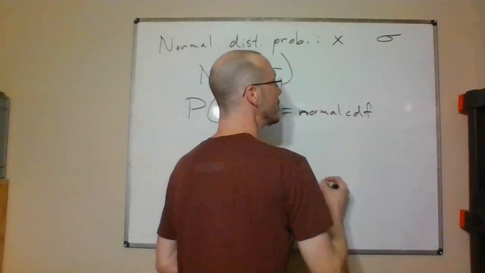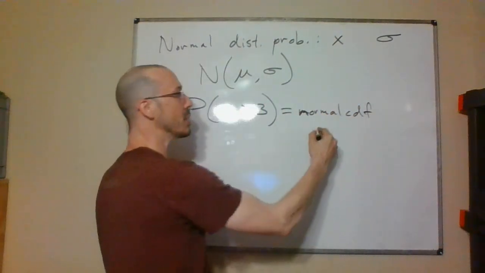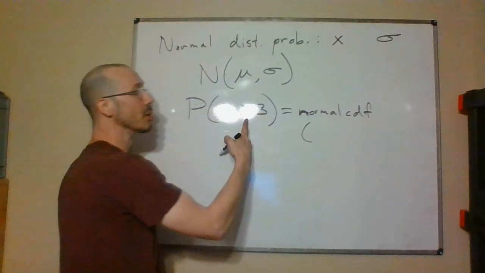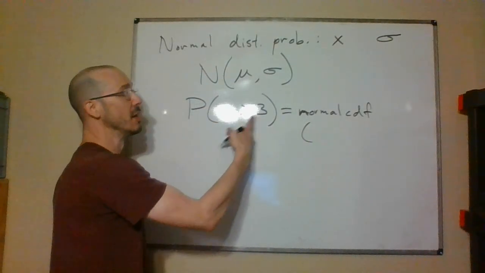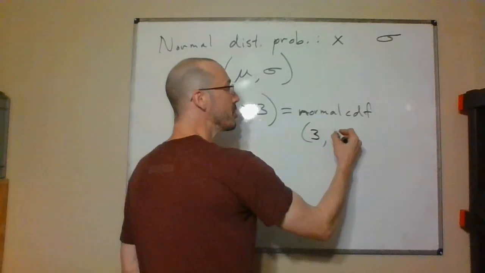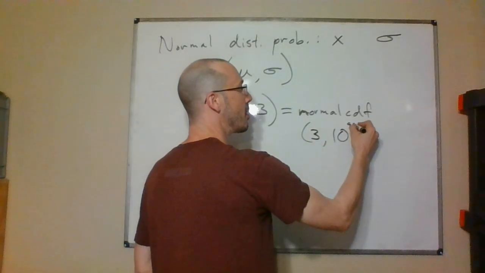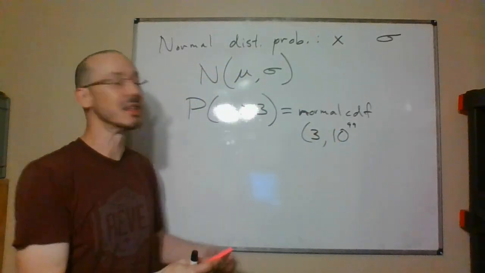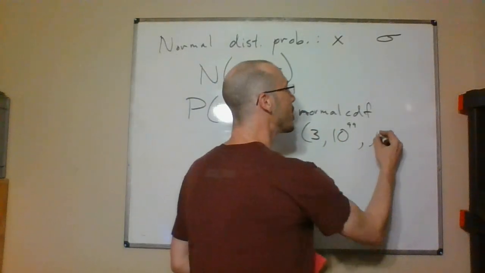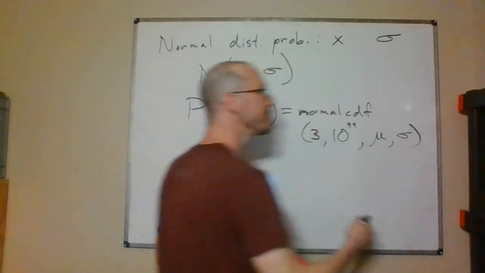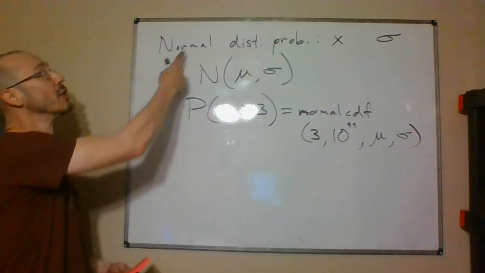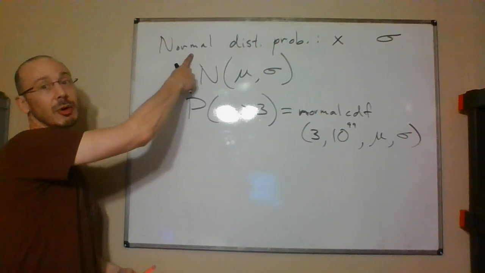that's where we use the normal CDF function. I'm running out of room, but the input for the CDF function, so greater than 3, that means 3 would be my lower bound. My upper bound would be infinity, but 10 to the 99 power is big enough for a calculator. And then whatever the mean and standard deviation are, you put those in as inputs, and that gives you a probability for a normally distributed variable.